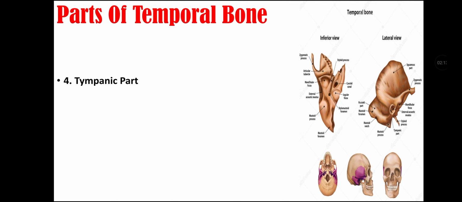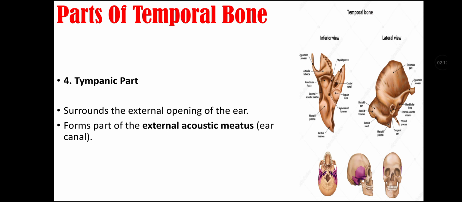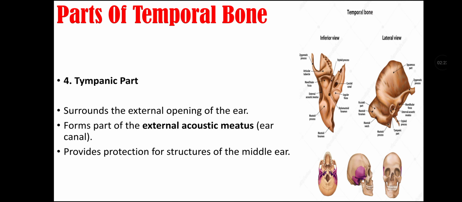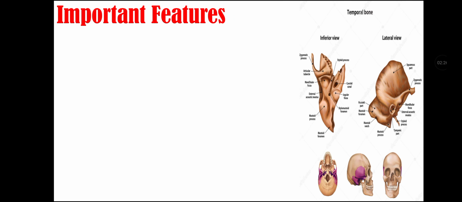Next part of temporal bone is the tympanic part that surrounds the external opening of the ear. It forms part of the external acoustic meatus, that is the ear canal. It provides protection for structures of the middle ear.